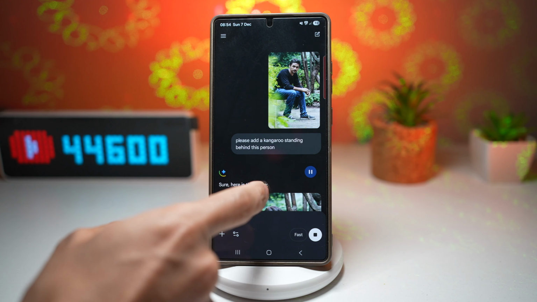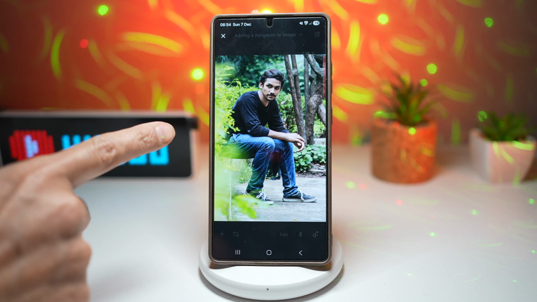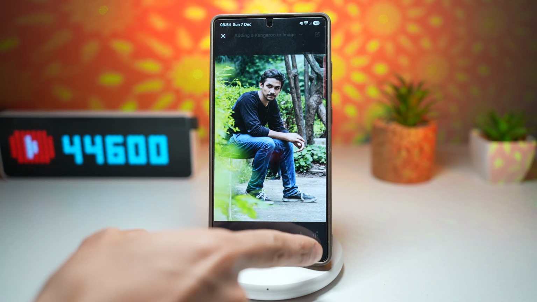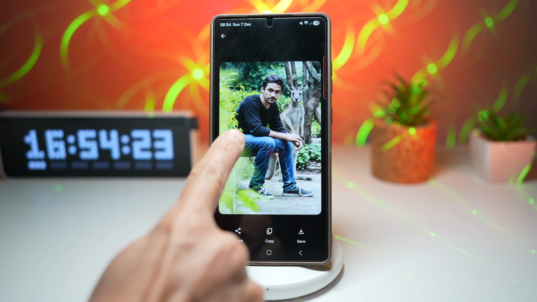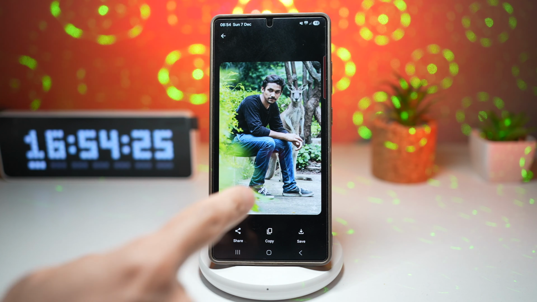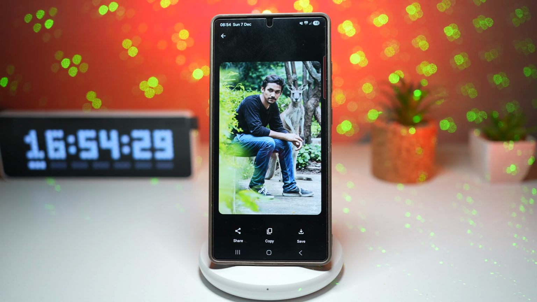Sure, here is the image. And there you go. So this is what the image was. There's nothing there, only the person. However, when we look at the new image, there's a kangaroo standing behind this person. And as you can see, it looks really natural. It looks like the kangaroo was there and the image was taken like this.